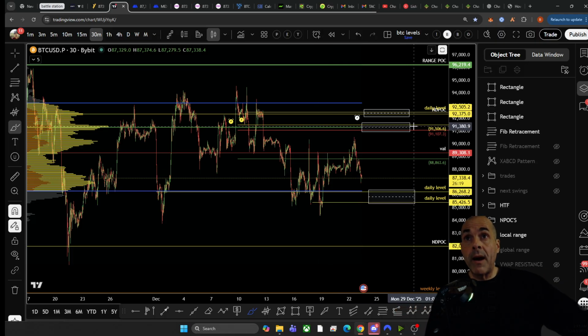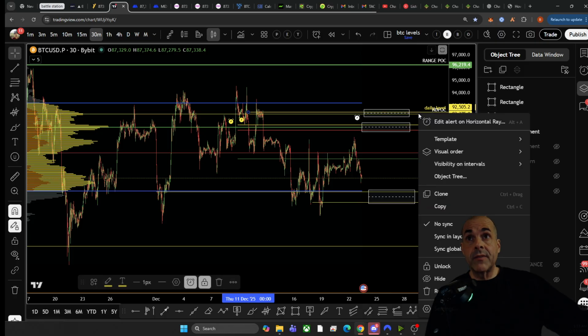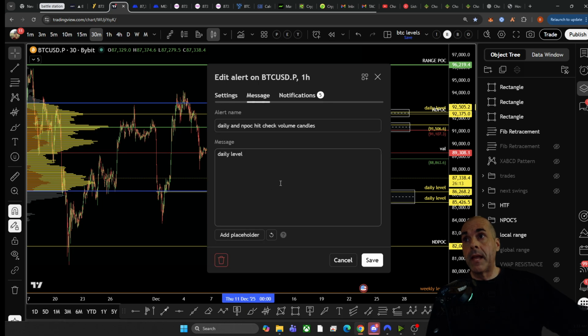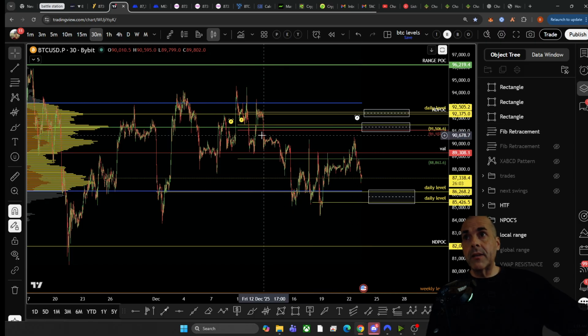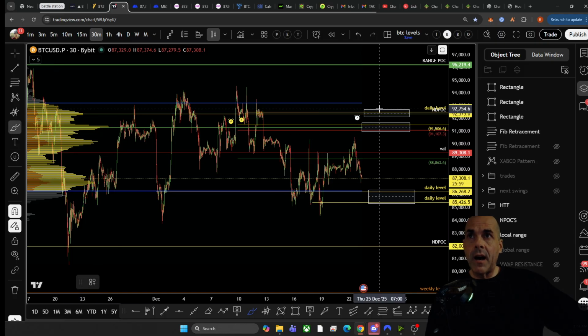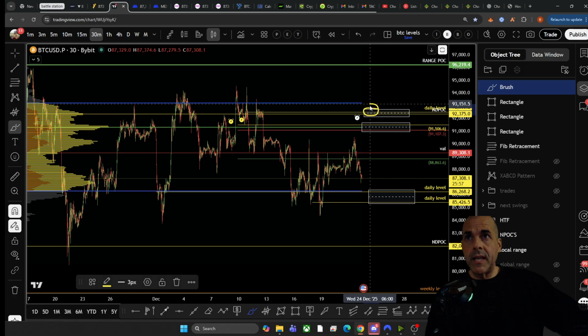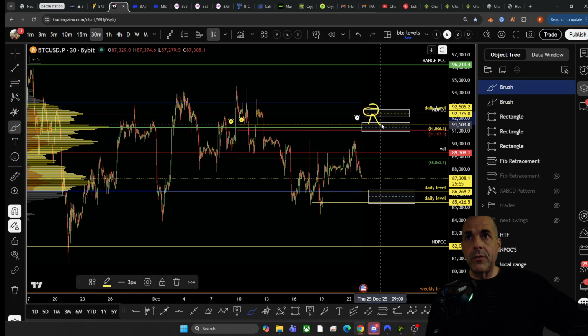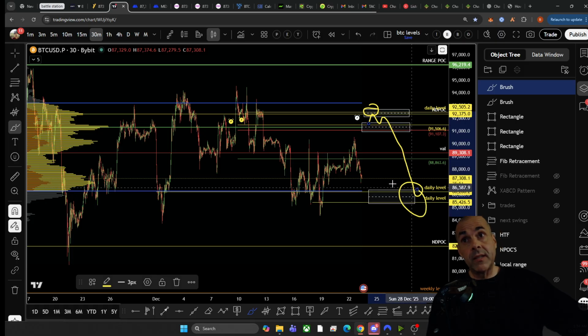What I like to do on my alerts is I like to tell myself exactly what I'm looking for. As you can see, this one, I already have an alert here. Daily and MPOC hit. Check the volume candles. This one, I have a volume candle entry because I'm not expecting an SFP because all the liquidity is down here. So here I would be expecting a high volume candle to hit this resistance and then maybe do a little bit of a retest and then come on down here if we don't hit this first.